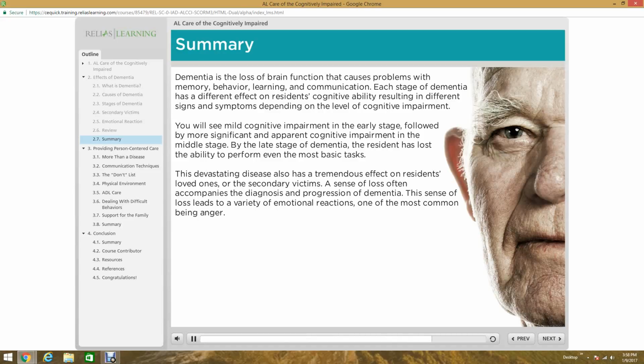A sense of loss often accompanies the diagnosis and progression of dementia. This sense of loss leads to a variety of emotional reactions, one of the most common being anger.